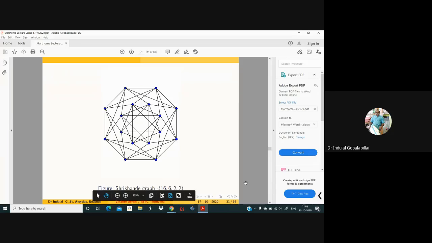This is one example of a strongly regular graph. Our C5 is a strongly regular graph. The Petersen graph is a particular strongly regular graph. C5 is the strongly regular graph with parameters 5, 2, 0, 1: 5 vertices, 2 regular, adjacent vertices have no common neighbors, and non-adjacent vertices have one common neighbor.